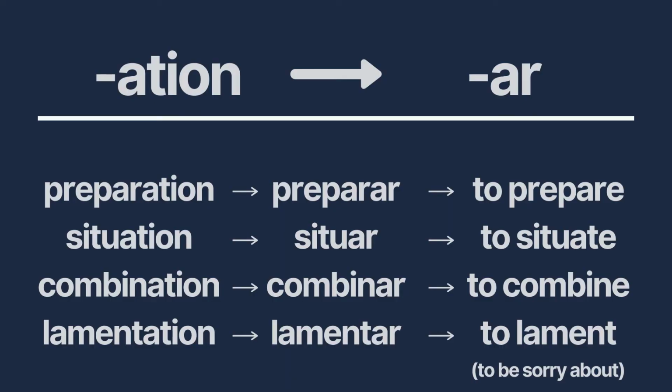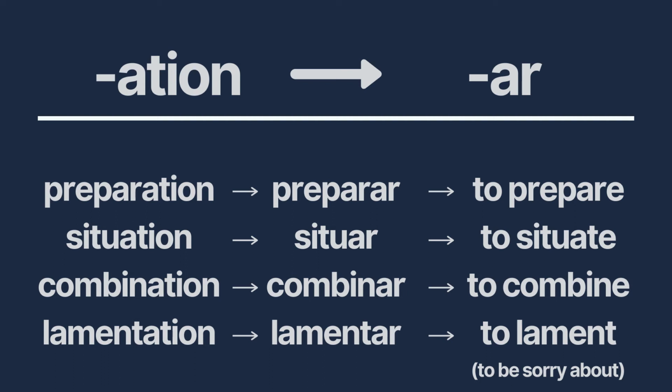So here's a few examples. In English, preparation, we take off the ation, we replace that with AR, and that gives us the verb to prepare, and that's preparar. Another one, situation. Chop off the ation, add AR, we get a verb, to situate, situar. Another one, combination. Take off the ation, replace it with AR, what do we get? Combinar, which means to combine.